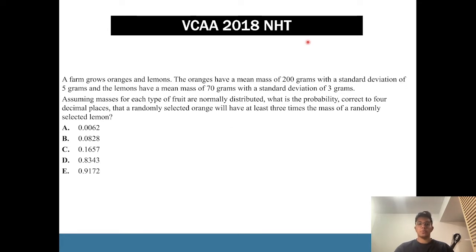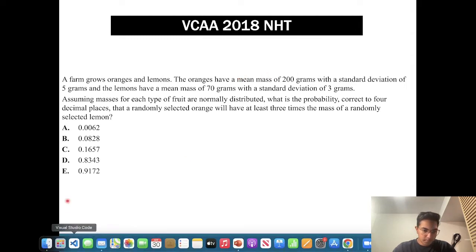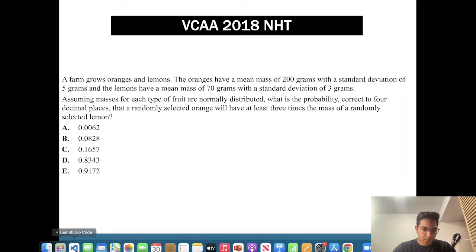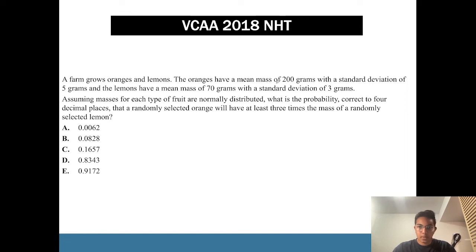Another thing I like to do when having a go at these questions is to highlight key pieces of information. So let me see if I can get my highlighter out. Okay, so we can see that the mean here is 200 grams. We have a standard deviation of 5. This is for the oranges. And the lemons have a mean mass of 70 and a standard deviation of 3 grams. They're telling us that the fruits are normally distributed here. So they want the randomly selected orange to have at least 3 times the mass of a randomly selected lemon. Cool. So that's what our combined linear variable is going to look like.